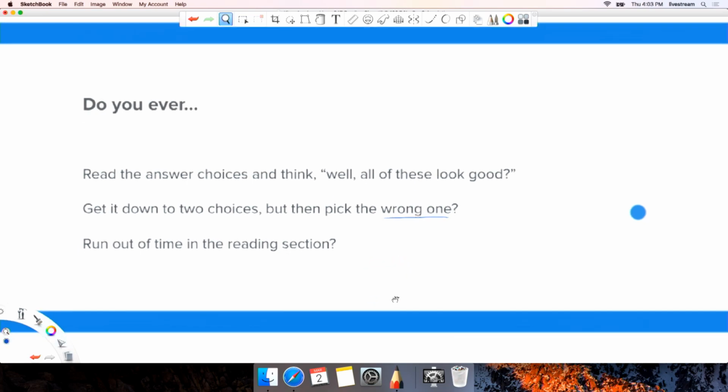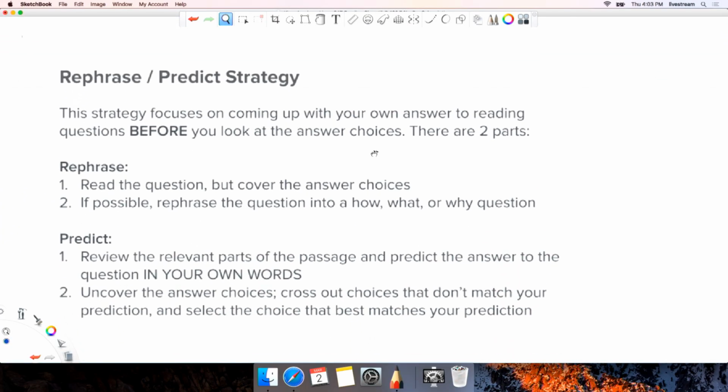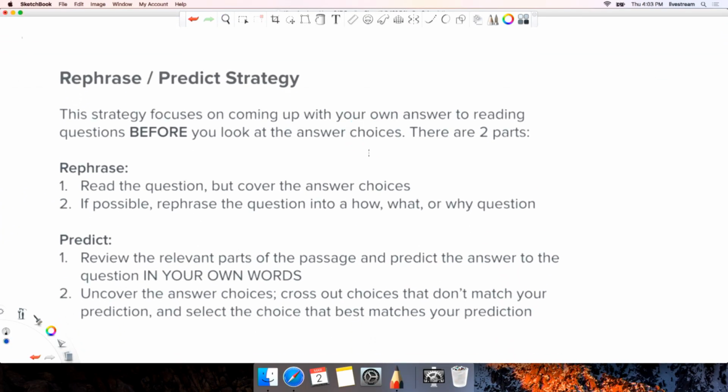Well, that's why we're chatting about the rephrase and predict strategy. This strategy is one that I found really helpful for me and helpful for a number of students, so I'd recommend giving it a try. It's certainly not the only way to approach SAT reading questions, but it can be really helpful once you get the hang of it. This strategy really focuses on coming up with your own answer to reading questions before you look at the answer choices. So this is the most important word, before, and there are really 2 parts.